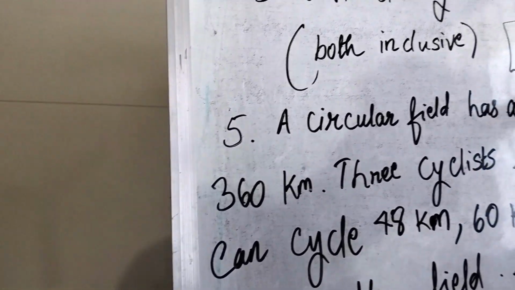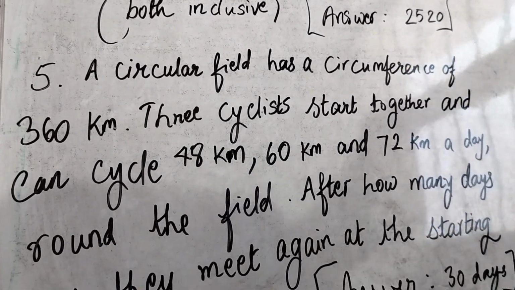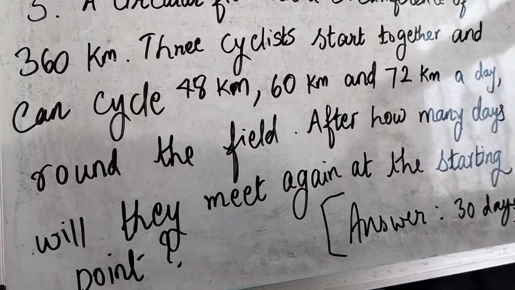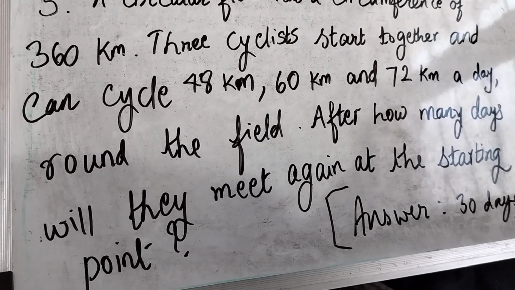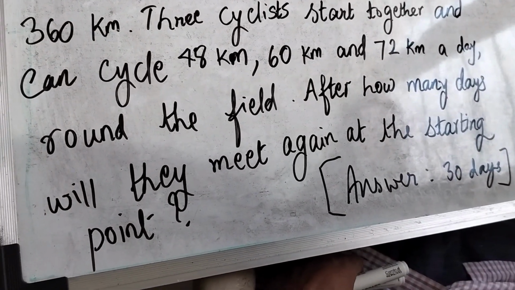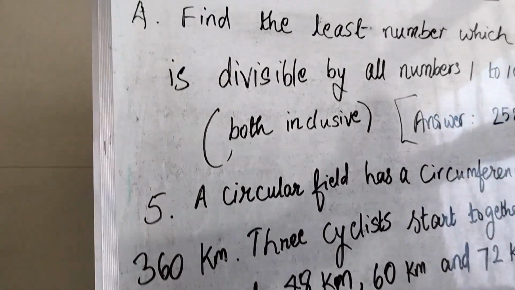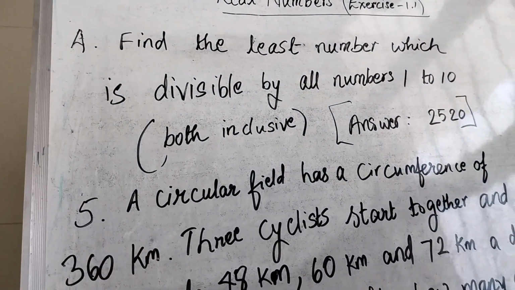A circular field has a circumference of 360 kilometer. 3 cyclists start together and can cycle 48 kilometer, 60 kilometer and 72 kilometer a day around the field. After how many days will they meet again at the starting point? Answer is 30 days.